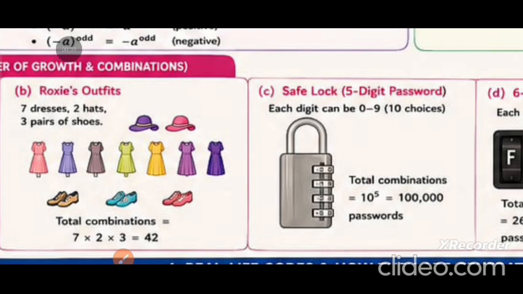But she also has 3 pairs of shoes and she has to make the combination with these. So the total combinations will be 7 multiplied by 2 multiplied by 3, 42 combinations.